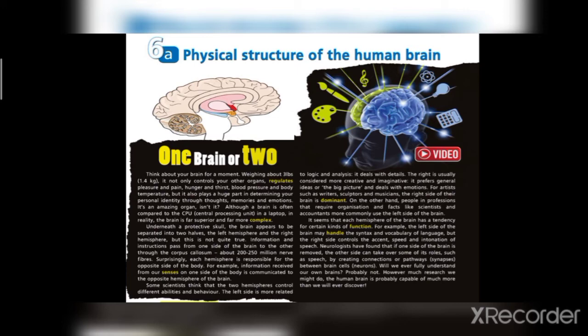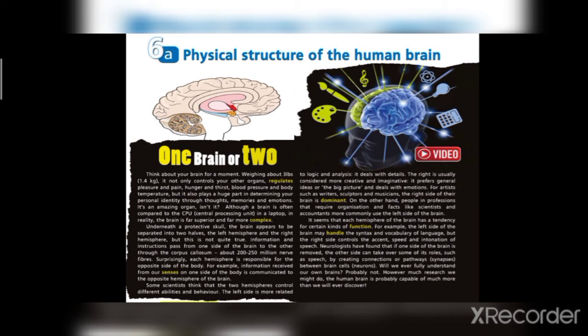Some scientists think that the two hemispheres control different abilities and behavior. The left side is more related to logic and analysis. It deals with details. The right is usually considered more creative and imaginative. It prefers general ideas or the big picture, and it deals with emotions. For artists, such as writers, sculptors, and musicians, the right side of their brain is dominant. On the other hand, people in professions that require organization and facts, like scientists and accountants, more commonly use the left side of the brain.